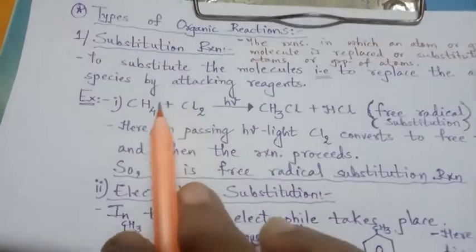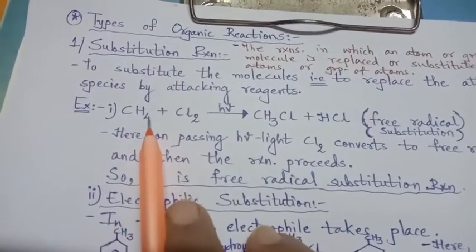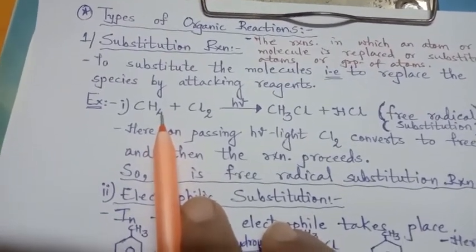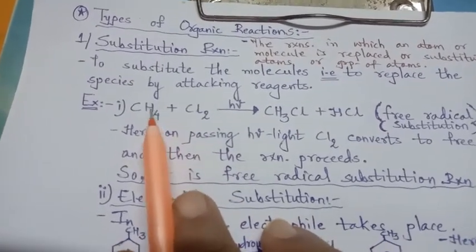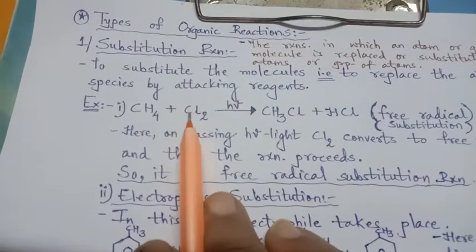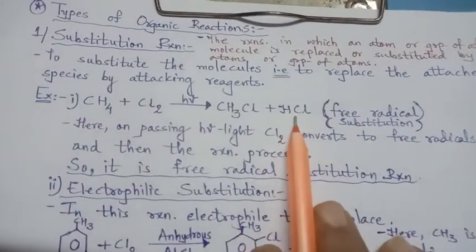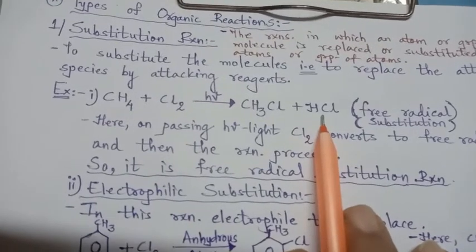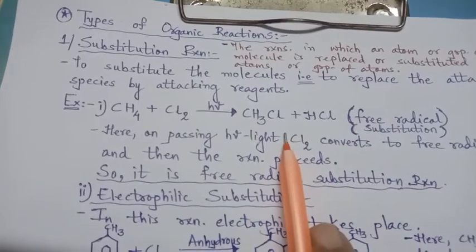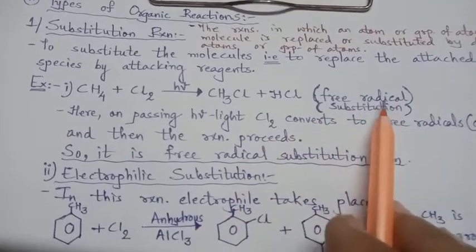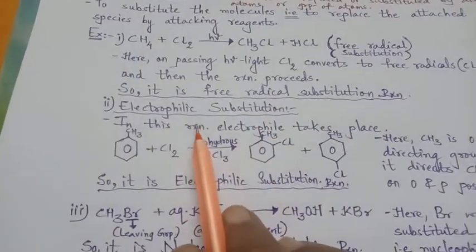Then this Cl will substitute one of the hydrogens, and it will be CH3Cl, and the hydrogen which was replaced goes to the other Cl, and HCl is the byproduct here. As this substitution is because of the free radical, this type of substitution is called free radical substitution. Right? And the next is electrophilic substitution.